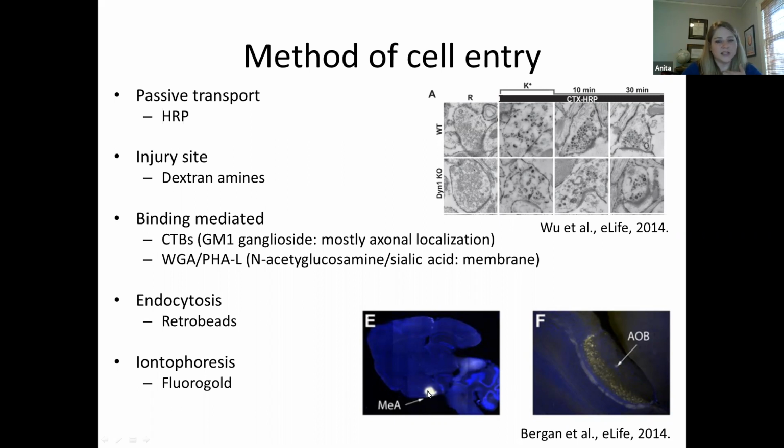So you can see that iontophoresis is basically putting an electrode into the pipette and then giving a pulse, and then it allows the lipophilic dye to stay locally and enter cells in the local area. So here you can see that if you inject into the medial amygdala, you can get retrograde transport to the presynaptic accessory olfactory bulb cells.